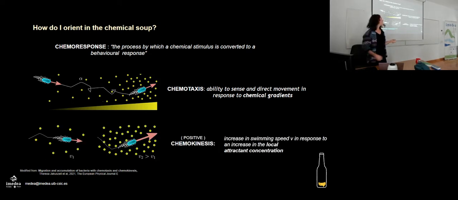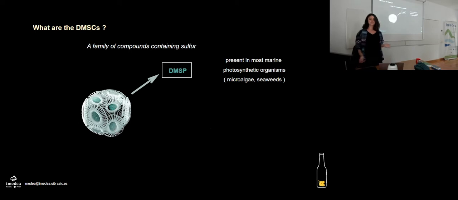Or we can talk about chemokinesis, where the local concentration of a chemical compound changes the swimming speed of the organism. For example, a bacterium will swim faster if it detects a higher concentration of a certain compound, and that is positive chemokinesis, and negative if it's the contrary.